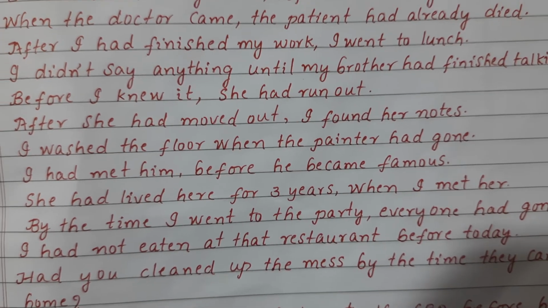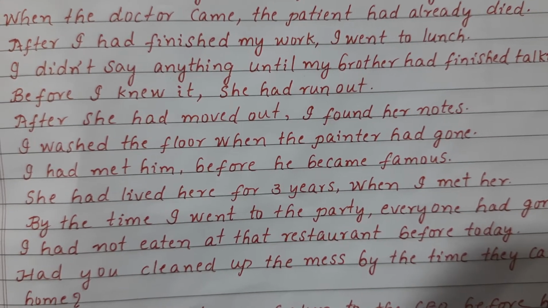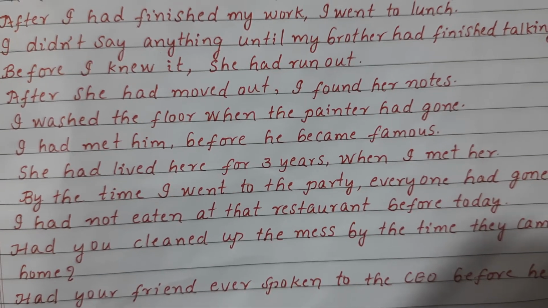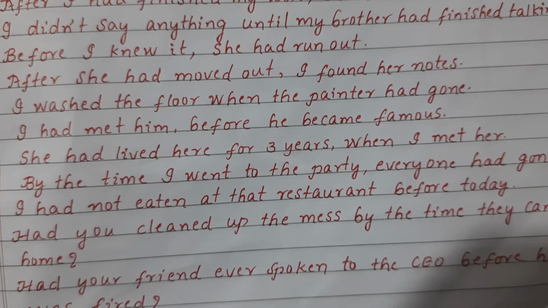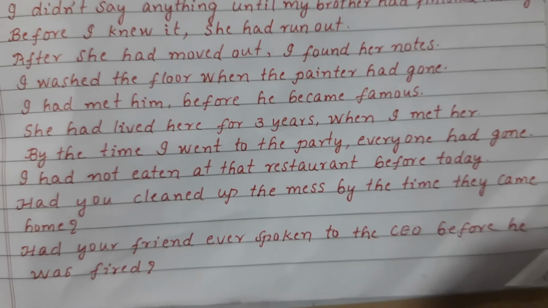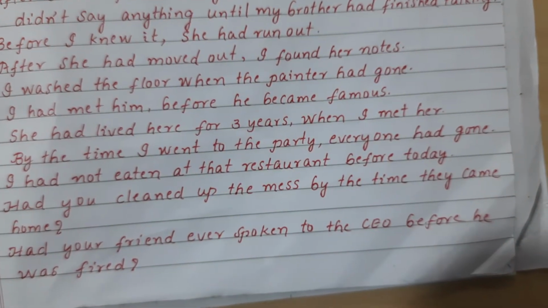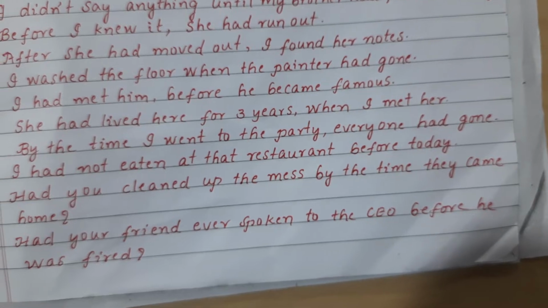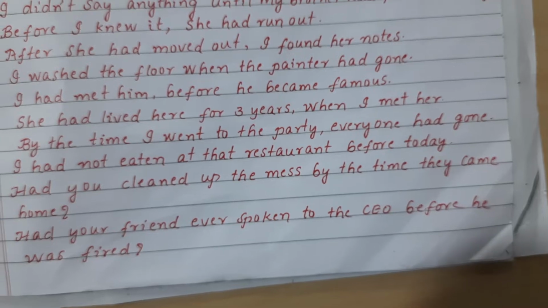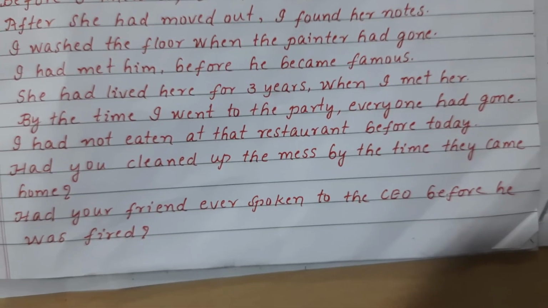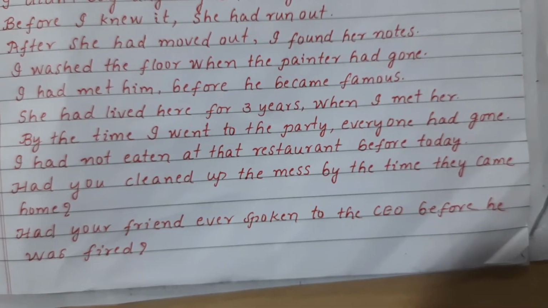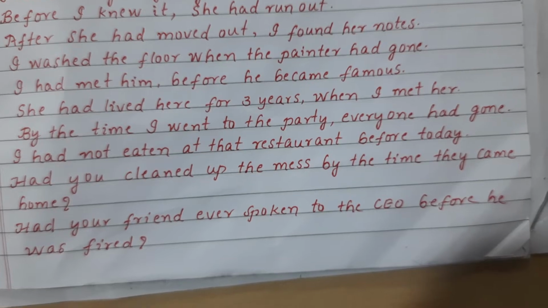Next example. I had met him before he became famous. She had lived here for 3 years when I met her. Let's see the next example. By the time I went to the party, everyone had gone. That means I started late. By the time I went to the party, what happened? Everyone had gone home. I had not eaten at that restaurant before today.